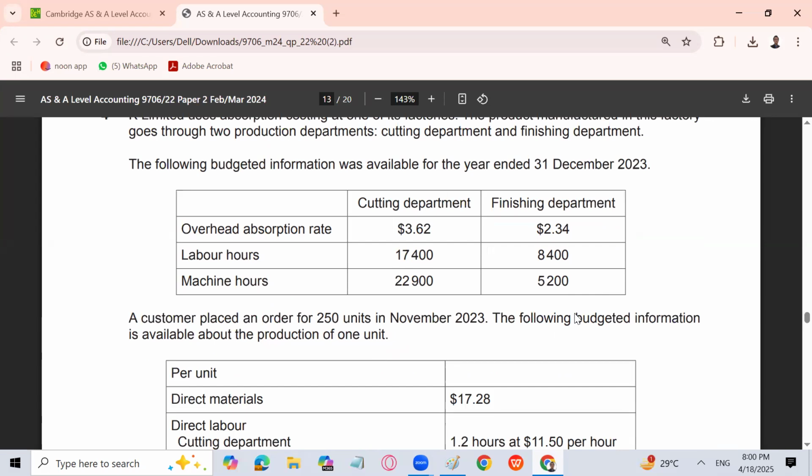We can calculate that because the absorption rate is given and the hours have been given. These are the budgeted hours. The following budgeted information was available for them. So we can calculate the budgeted overhead cost, which is the same as the actual overhead cost. 22,900 for the machining department, 22,900 into 3.62.